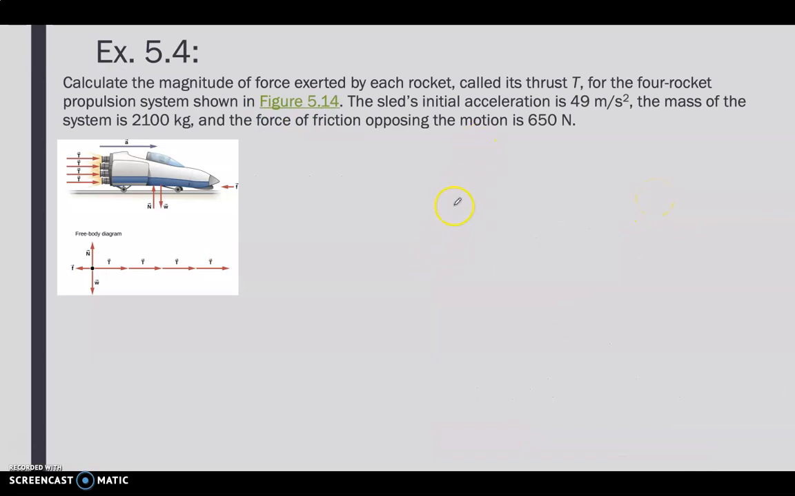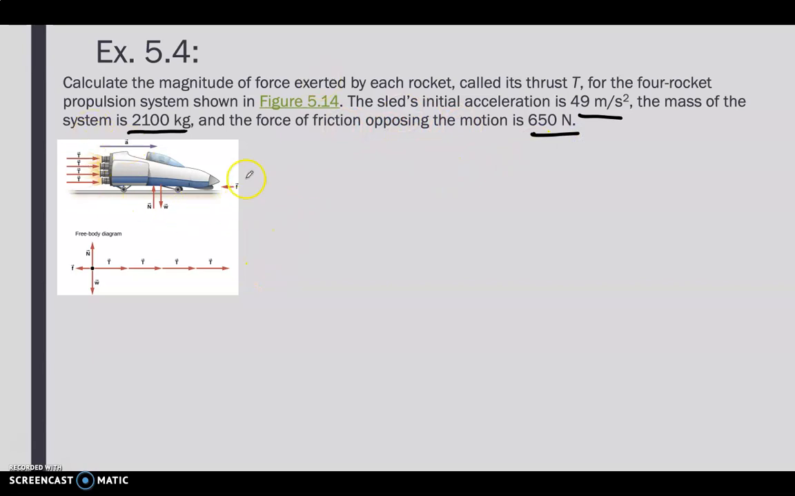All right, so let's move on to this next example. It says calculate the magnitude of force exerted by each of these rockets that is attached to this here. And this is called the thrust, or T, for the 4-rocket propulsion system here. Its initial acceleration is 49 meters per second squared. The mass of the system is 2,100 kilograms, and the force of friction opposing the motion is 650 newtons.